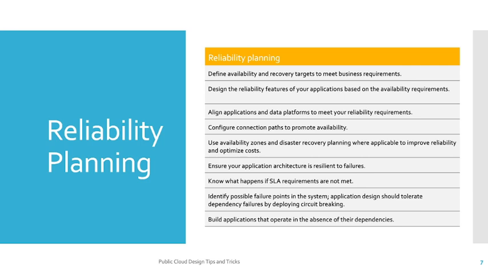So you have to make sure you align your application in that state so that you realize the requirement. Then fourth, configure the connection paths to promote availability. That means whenever your first path is going down, the next path should be routed immediately. Fifth, use availability zones and disaster recovery planning where applicable to improve reliability and optimize cost.